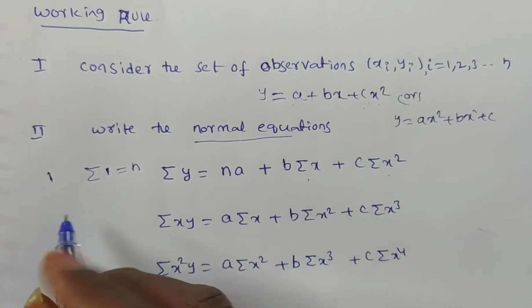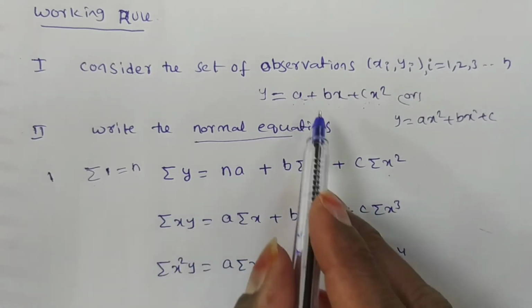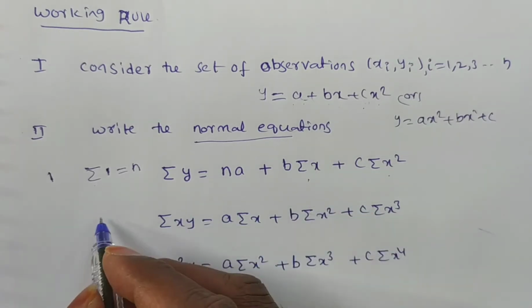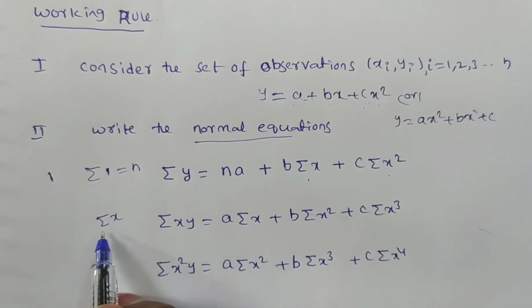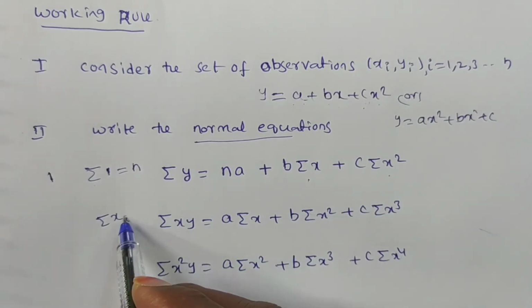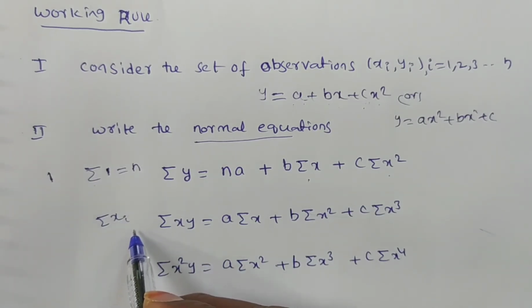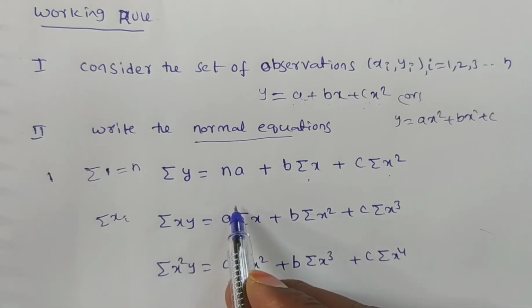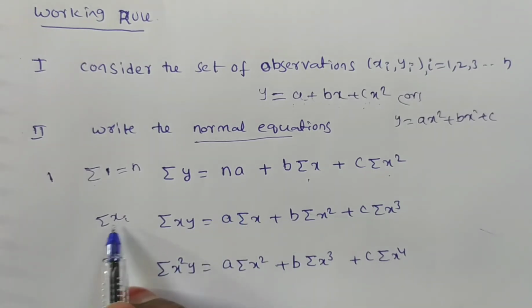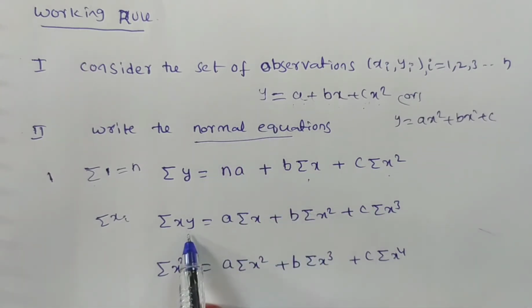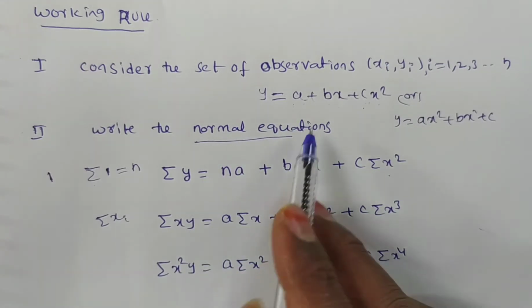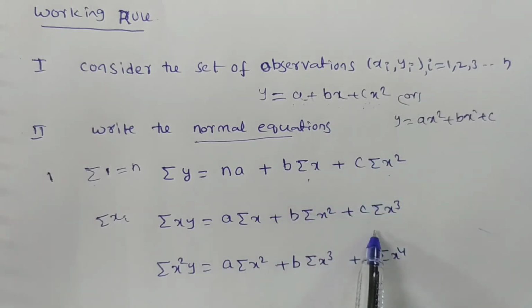Okay, the a coefficient is over. Now coming to the b coefficient. The b coefficient is x, so we multiply with summation x. x is nothing but xi, friends: x1, x2, x3, and so on up to xn. That is the reason I am multiplying with x and adding the summation. Then I will have summation xy, a into summation x, b into summation x square, c into summation x cube.